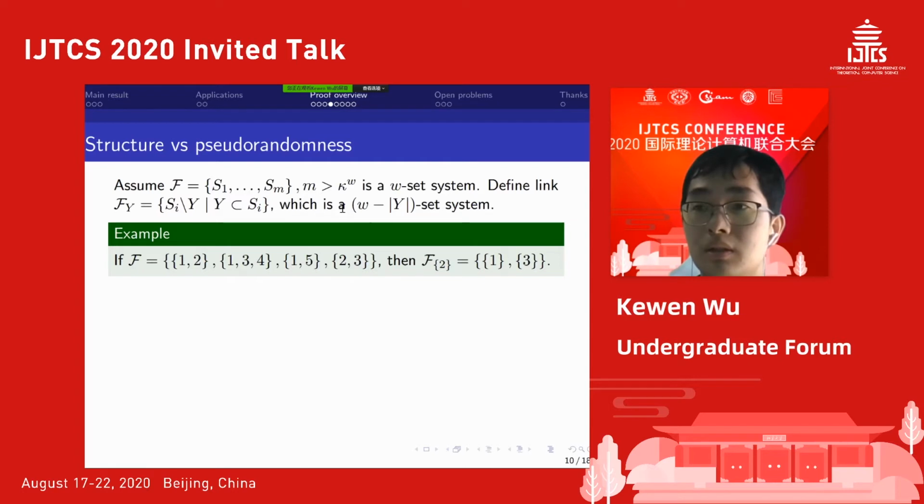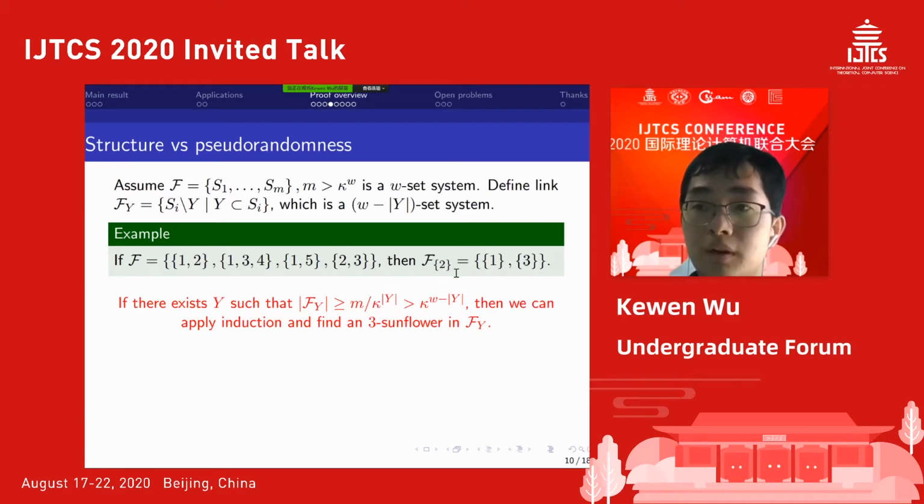The width is decreased. For example, assume the set system F is 1, 2, 1, 3, 4, 1, 5, and 2, 3. Then if we focus on the link on 2, then it contains 2 sets, 1 and 3, because we can find all Si containing this singleton 2. That is the first set and the last set. And we remove the 2 from them. We get this F of Y.